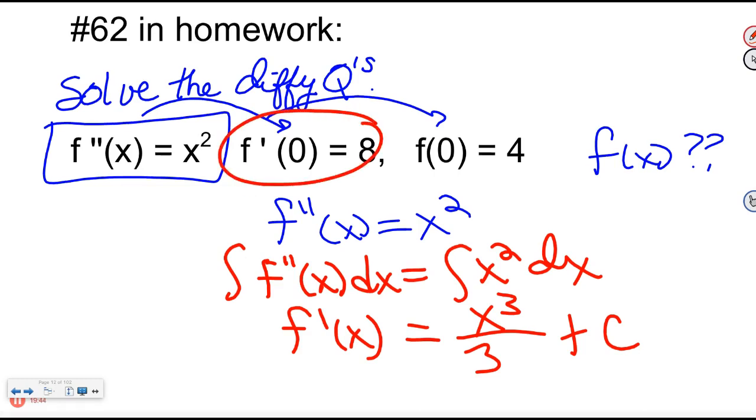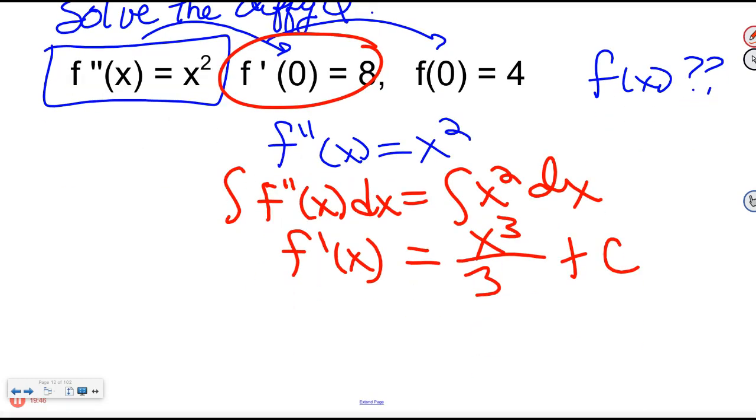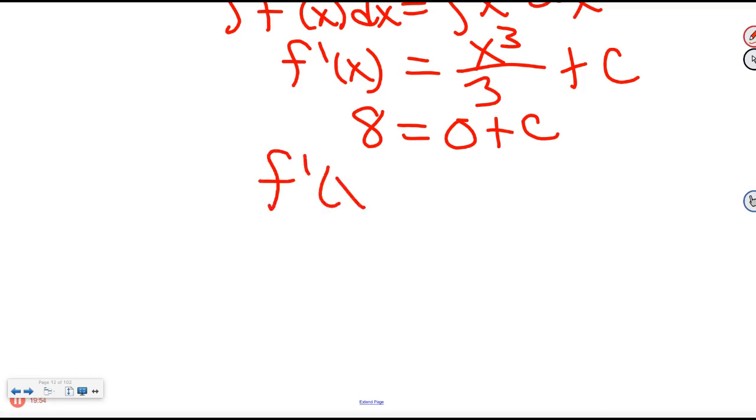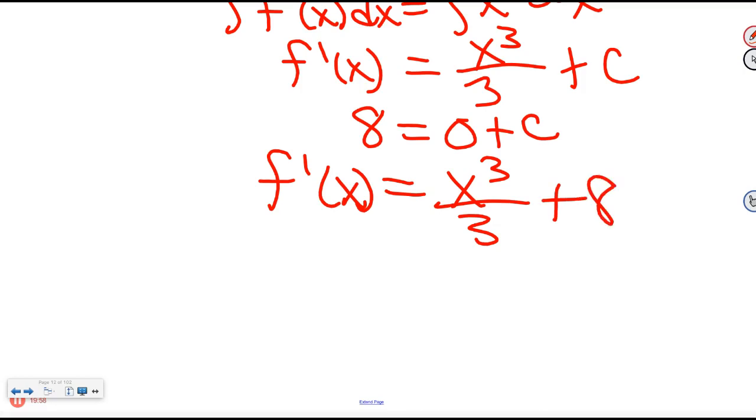I purposely kept them 0 so you're not like in arithmetic nightmare. But I need to get an 8 out when I put in a 0 for x. So what's c? 8. All right, so here's my specific solution for f prime. Are you okay with that? Next up, I need to do it again. Why do I need to do it again? Because I want the original function.